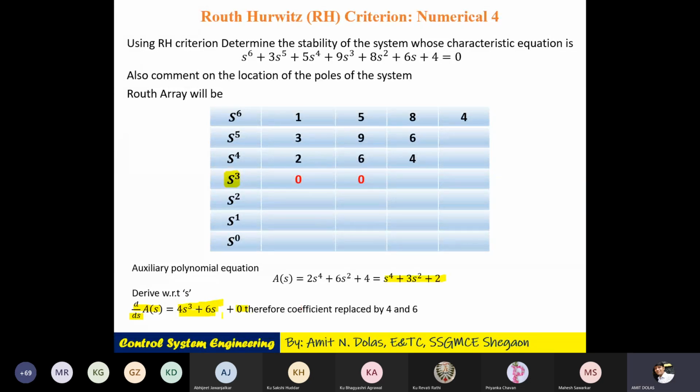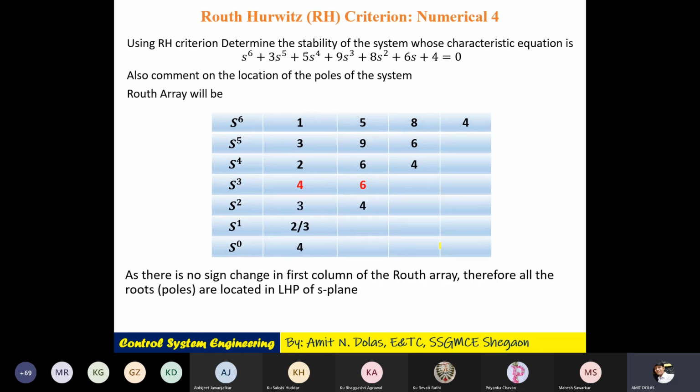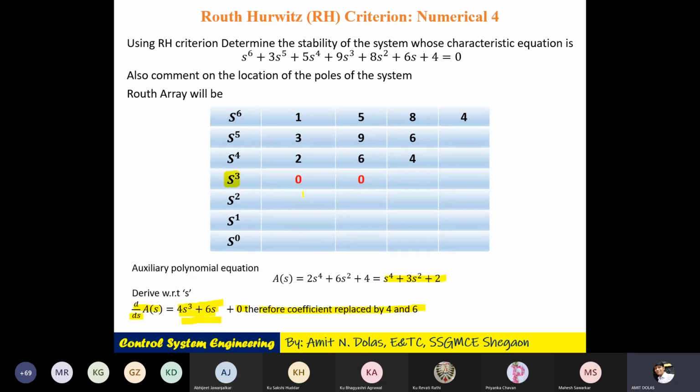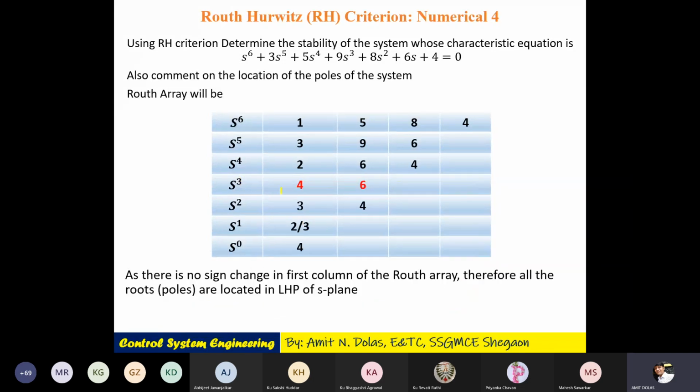polynomials. So looking at this, what are the coefficient? S cube का 4, s का 6. So therefore 0 are replaced by coefficient that is 4 and 6. That is done in next. So मैंने जानबूझ के 0 0 रेड किया है जिसे मैं coefficient से replace कर रहा हूँ. Coefficient is obtained by auxiliary equation and derivating it. So it is 4 and 6. So I move here. In place of 0, I kept 4 and 6 in order.